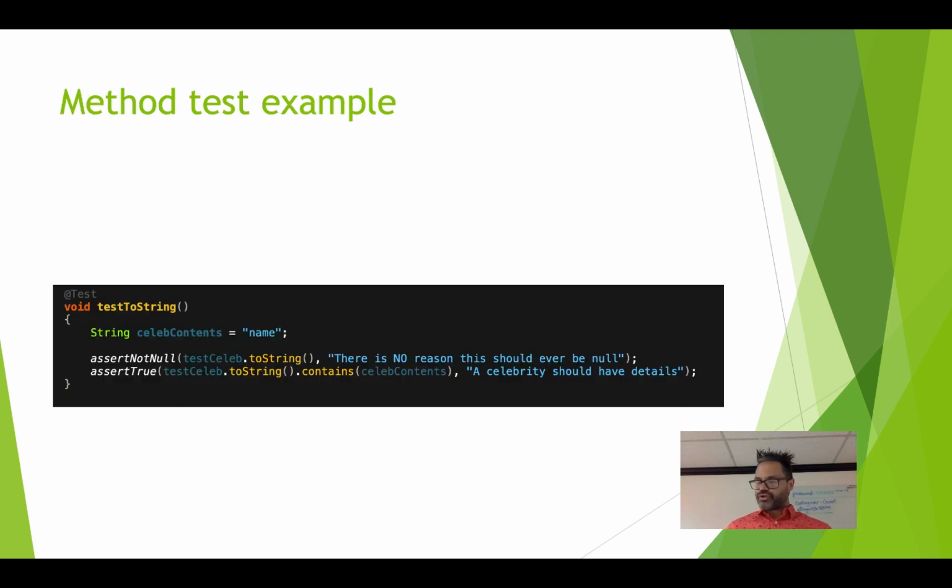We have an example of a toString method right here, so we can see that inside our string celeb contents equals name. So we should have name mentioned somewhere inside our celebrity when we talk about toString, because this is a celebrity, its name is blah, blah, blah, and they're famous for blah, blah, blah. And so assert not null, test celeb.toString. There's never a good reason for the toString value to return null, so that should be a great way to verify that.